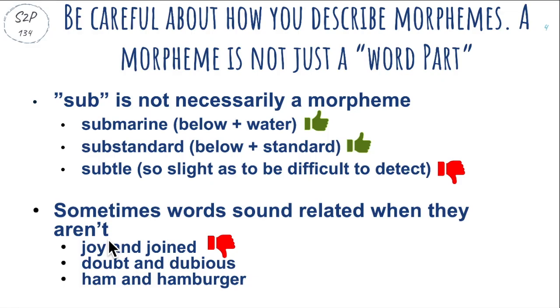Now, when I look at the next one, doubt and dubious. Doubt and dubious share the same base. Therefore, they are related. So those two can be considered related morphemes. Now, another funny one. A lot of kids sometimes think that these are related. The ham in hamburger has nothing to do with just ham. So even though HAM is a word part that they share, they are not morphemes that are related to each other at all. Okay?